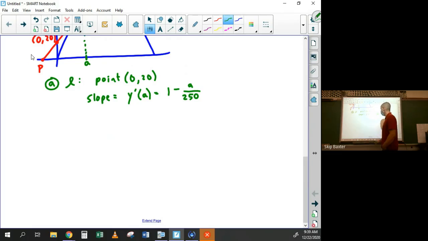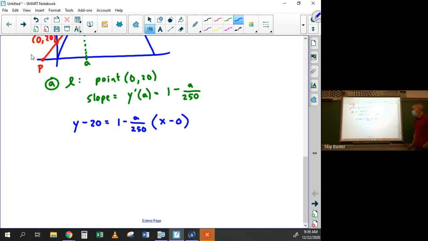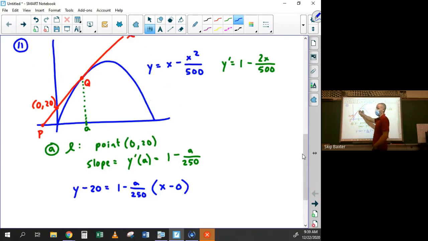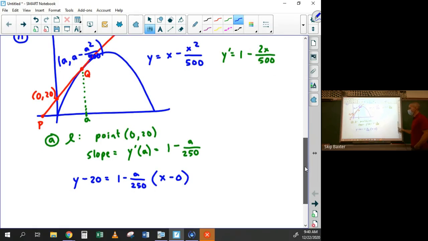So I can do the point slope formula here. I can say y minus 20 equals m, 1 minus a over 250, times x minus 0. And I know that this point right here has to be on the curve, right? So this point has coordinates a, comma, a minus a squared over 500. Those are the coordinates of that point. I could plug those in for x and y, and then solve for a. That's all you need to do.